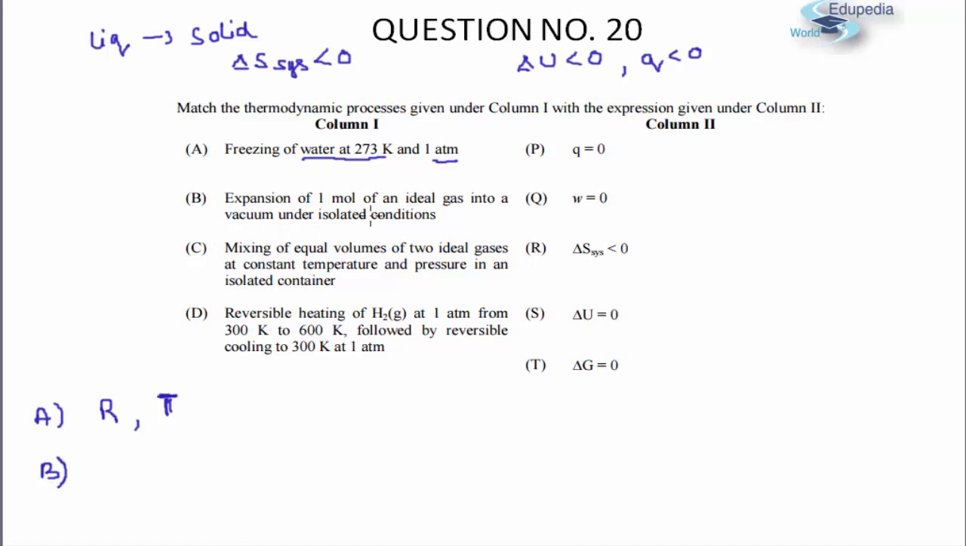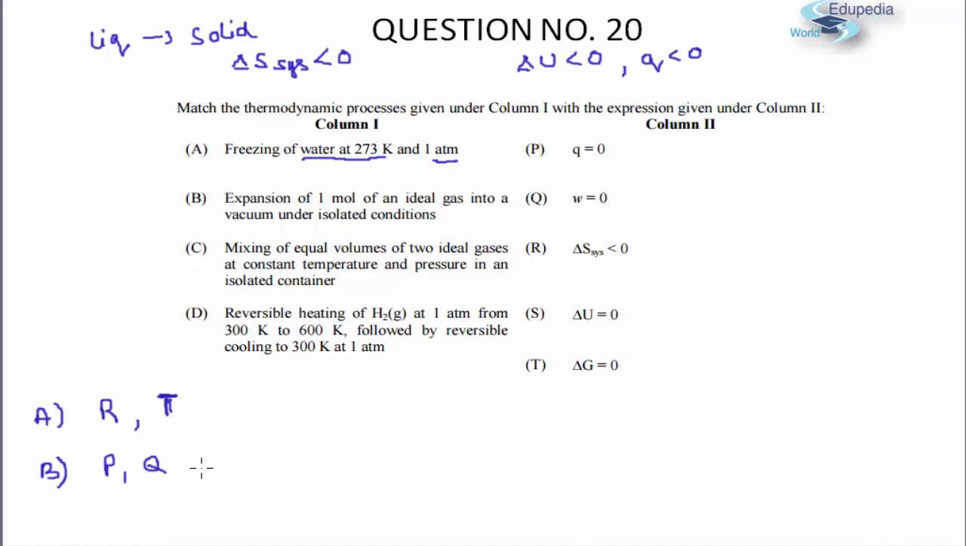Expansion of 1 mole of an ideal gas into a vacuum under isolated conditions. Now the moment I hear isolated conditions, it means there is no exchange of matter and heat with the surroundings. So obviously my Q is going to be 0. So B will match with P. And since there is vacuum, so external pressure is also 0, and external pressure is 0, so that means no work will be done, and therefore B will also match with Q.